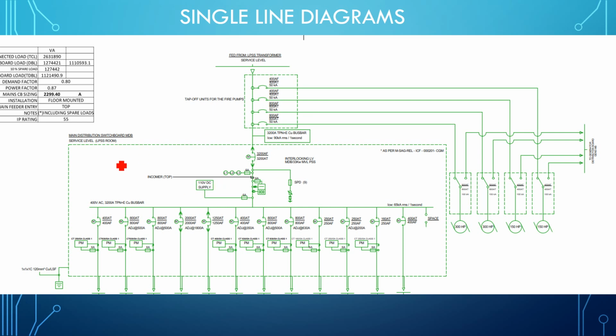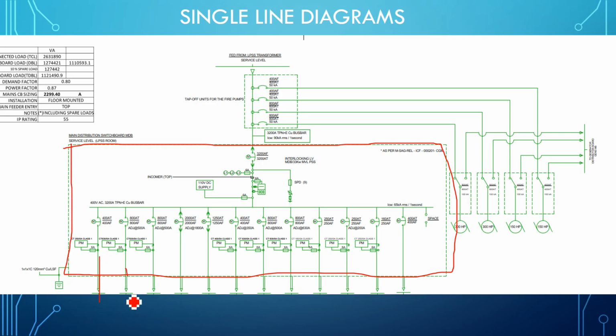Here is the main distribution board, all of this one, and we have then the feeder circuits. As you can see, these are feeder circuits. With each feeder circuit, we have one motorized circuit breaker, that is MCCB. Here we have the motorized circuit breaker, here also. So all of these are motorized circuit breakers. Here we have 110 volt DC supply, and here is the kilowatt hour meter.